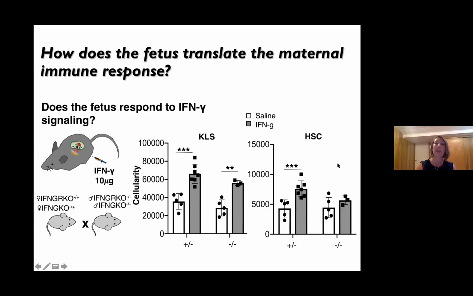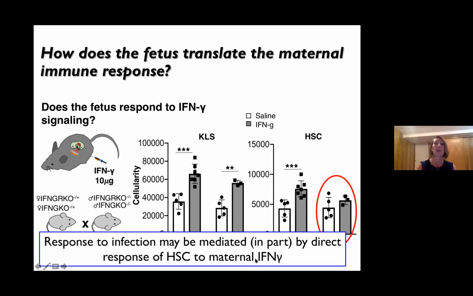In contrast, when we look at the HSC compartment in the fetal liver, we can see also a significant expansion, like I just showed you, of the HSC compartment in response to a maternal injection with interferon gamma. But this change is significantly blunted when we knock out the interferon gamma receptor in HSCs. And so we think that this suggests, again, that our response to infection is mediated by a direct response of the HSC to maternal interferon gamma. There are some other responses within the multipotent progenitor compartment that are occurring independent of interferon gamma receptor signaling. And so this is what we are now seeking to tease apart in this system.